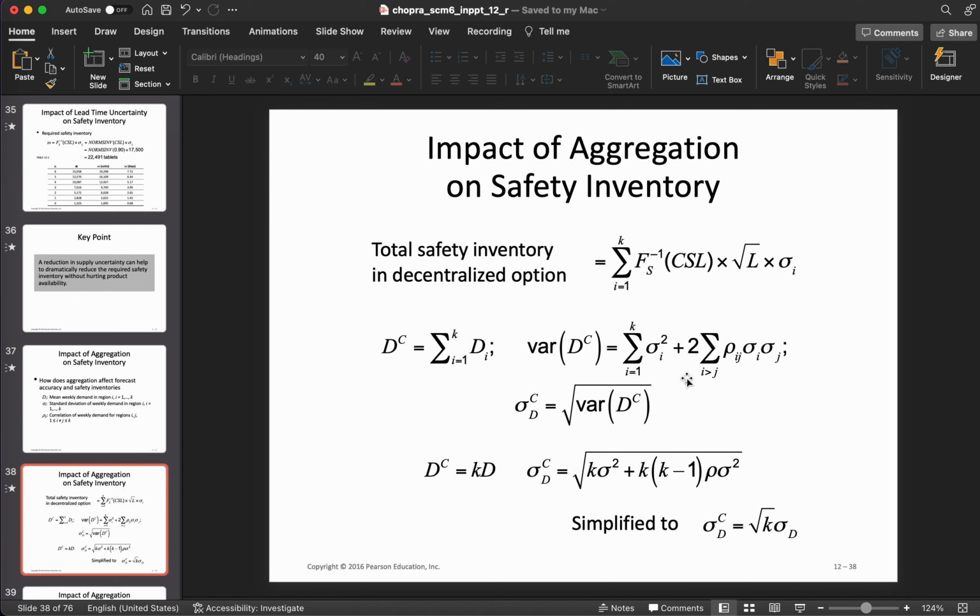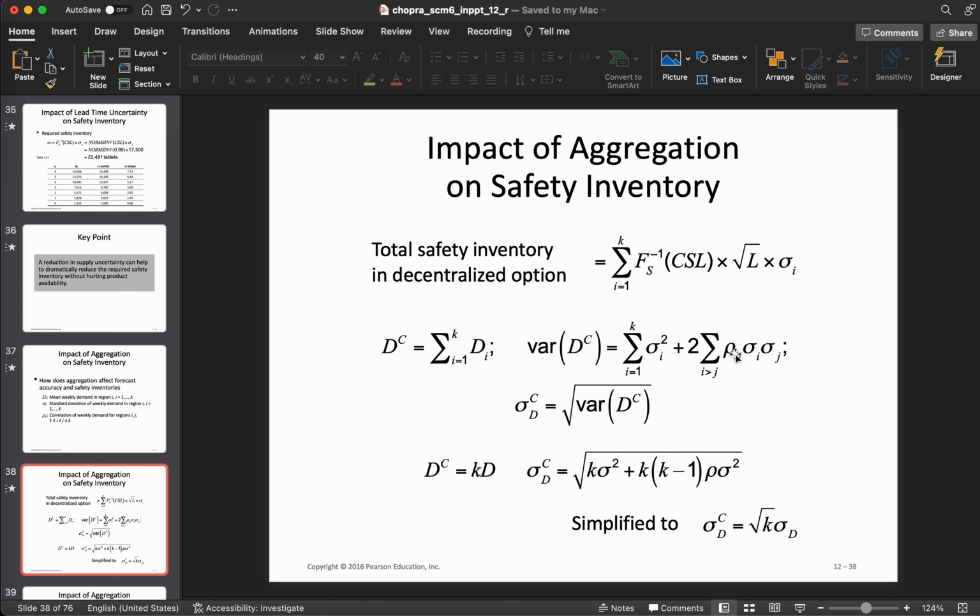But what are the different ways in which you can simplify it? One simplification is that we can assume that the standard deviations for all the different regions are the same. So instead of having sigma 1, sigma 2, and so on, you have sigma, which is a single standard deviation for all the regions. And we can also assume that the correlation coefficient is the same between all of these different regions.